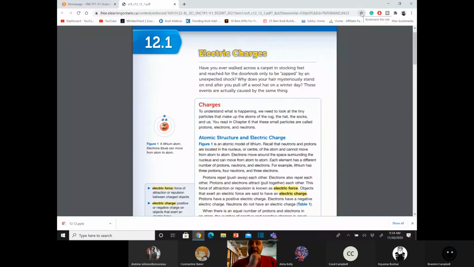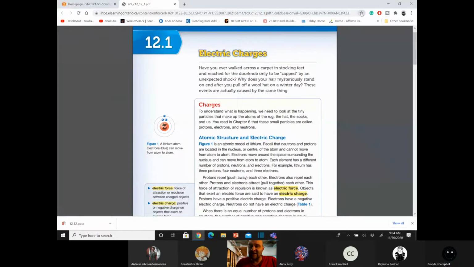So electric charge. Have you ever walked across a carpet in stocking feet and reached for the doorknob only to be zapped by an unexpected shock? Why does your hair mysteriously stand on end when you pull off a wool hat on a winter day? These events are actually caused by the same thing, charges.